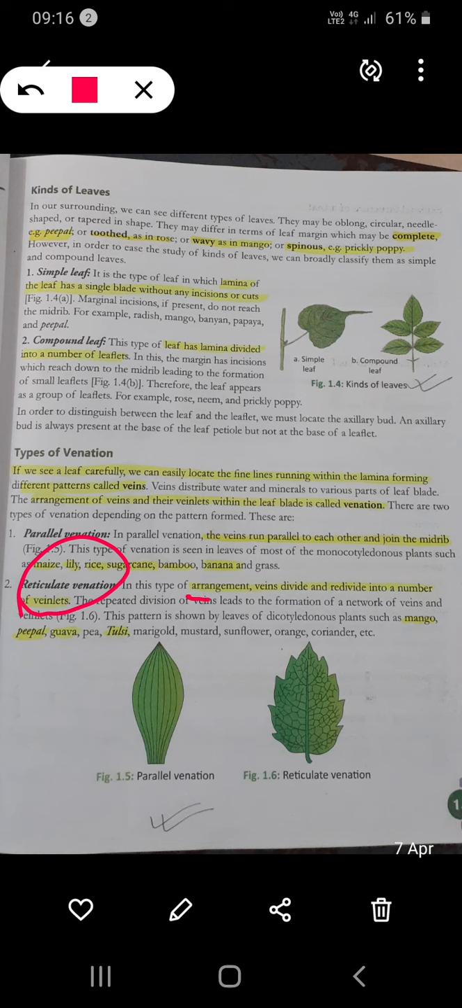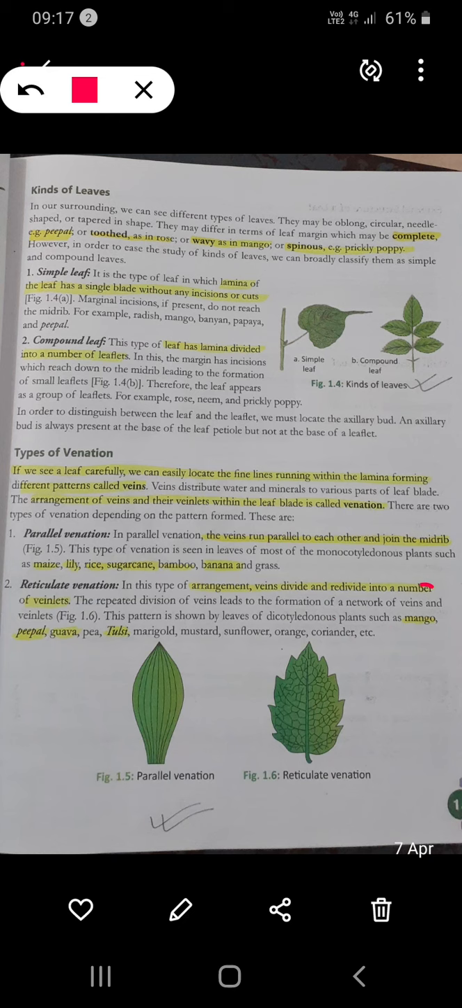in this arrangement, veins divide and redivide into a number of veinlets. You can see here these are dividing, again they are dividing like this, and then again dividing like this. So they are dividing into a number of tiny veins, and these tiny veins are known as veinlets. This repeated division of veins leads to the formation of a network, that's why it is known as reticulate venation.